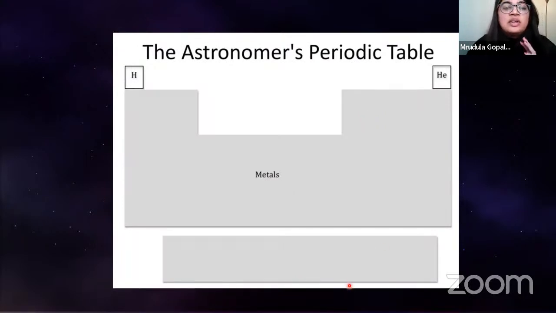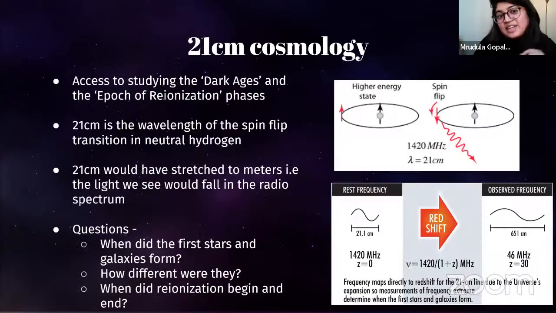Okay, so now we went over the history of the universe, talked about the dark age, and now we are trying to figure out how to look at this dark age. Segue to 21 centimeter cosmology.